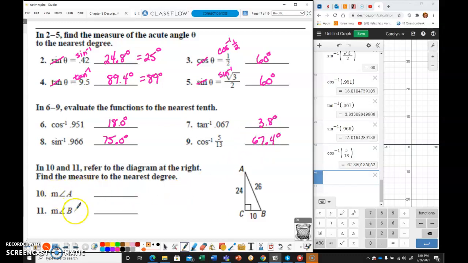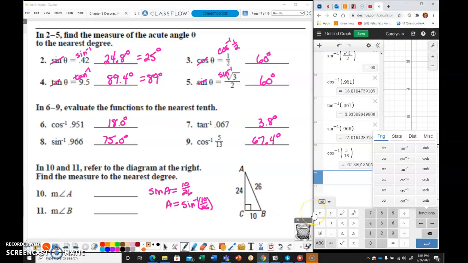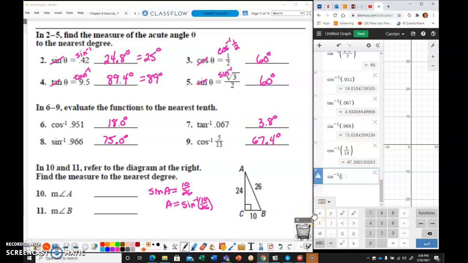Down here, I have to find the angle measure, and I'm given all the sides, so you really have your pick of which ratio you want to use. If I set it up that the sine of A is the opposite over the hypotenuse, that would be 10/26. So I'm going to find A by doing the inverse sine of 10/26. I could have used cosine, I could have used tangent. I just would have used different numbers in it.